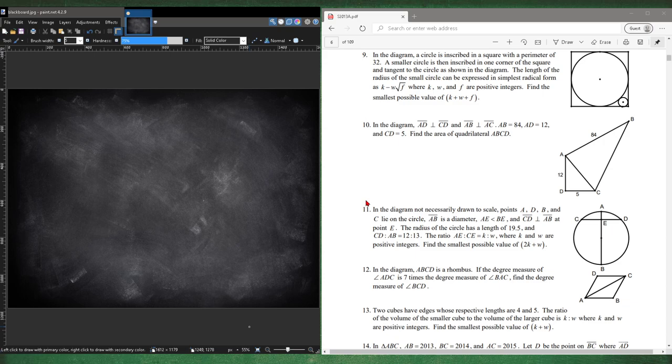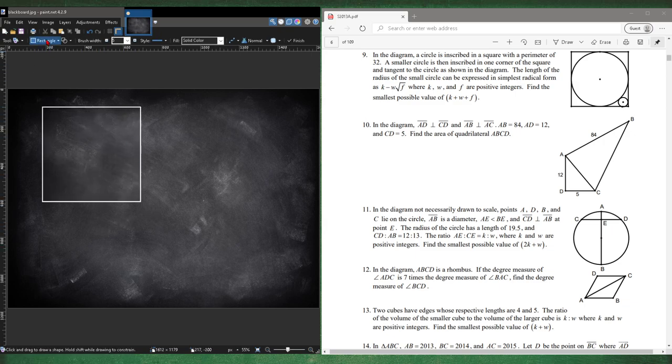Number 9. In the diagram, a circle is inscribed in a square with a perimeter of 32. Okay, so basically, skip, etc., etc. We need the length of the radius of the smaller circle. Okay, so let's draw a picture. And we also have a circle. That's decent enough.